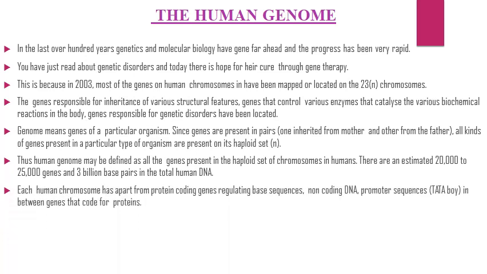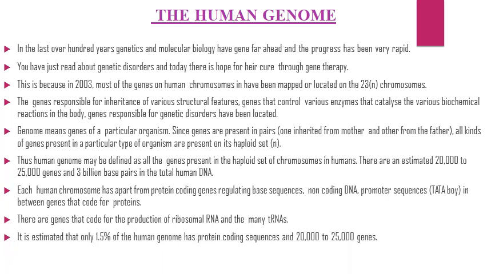Each human chromosome has, apart from protein coding genes, regulating base sequences and non-coding DNA promoter sequences in between genes that code for proteins. There are genes that code for the production of ribosomal RNA and the many transfer RNAs. It is estimated that only 1.5% of the human genome has protein coding sequence, with 20,000 to 25,000 genes.